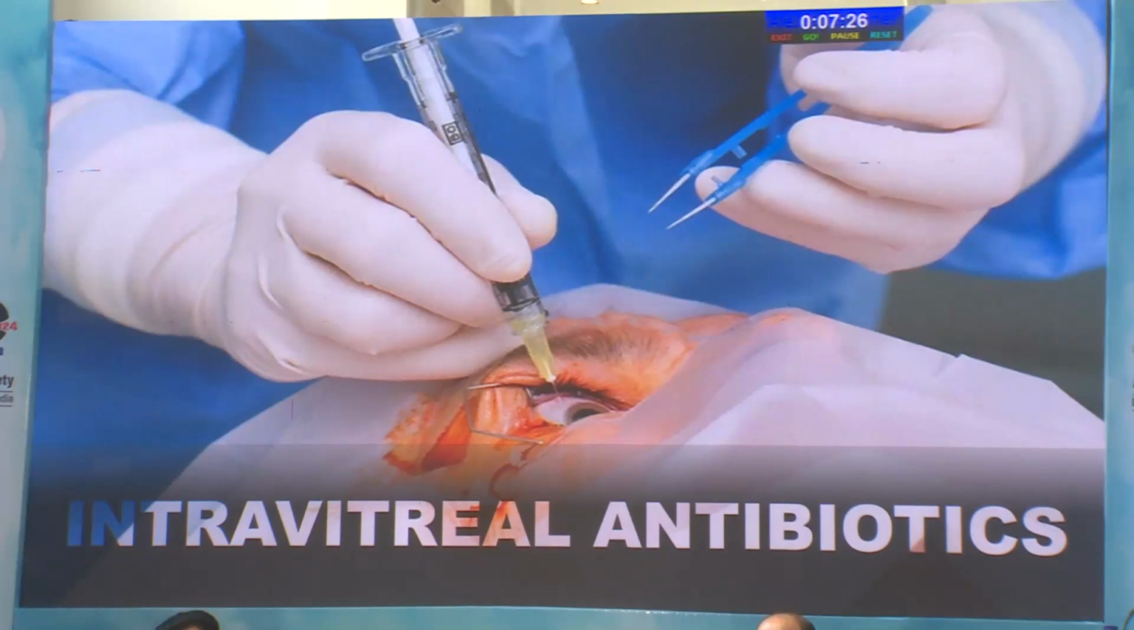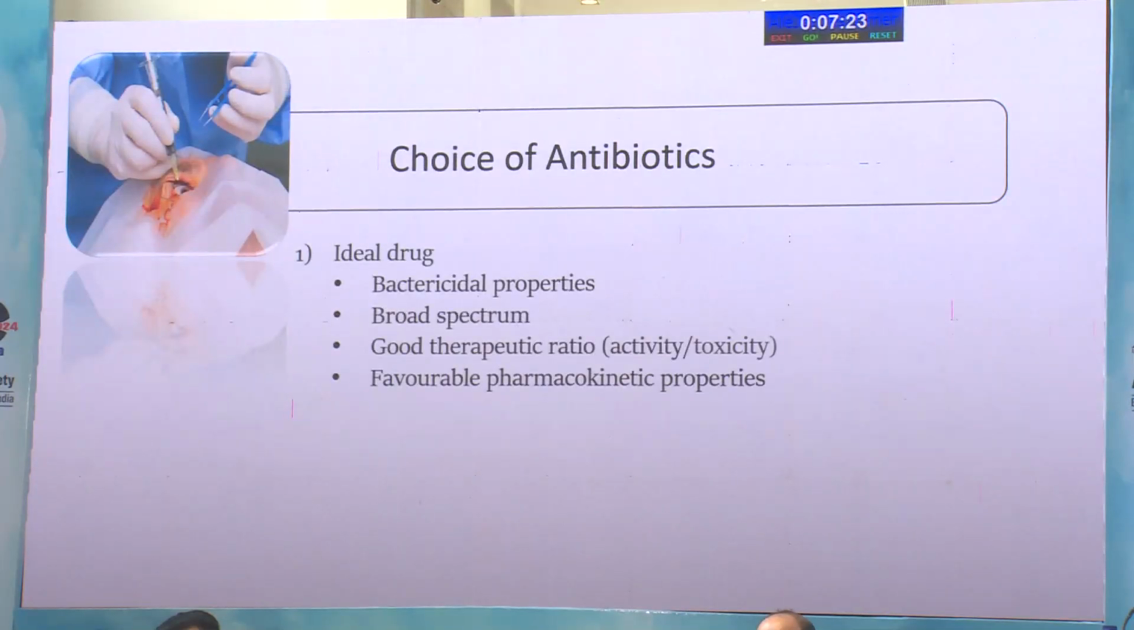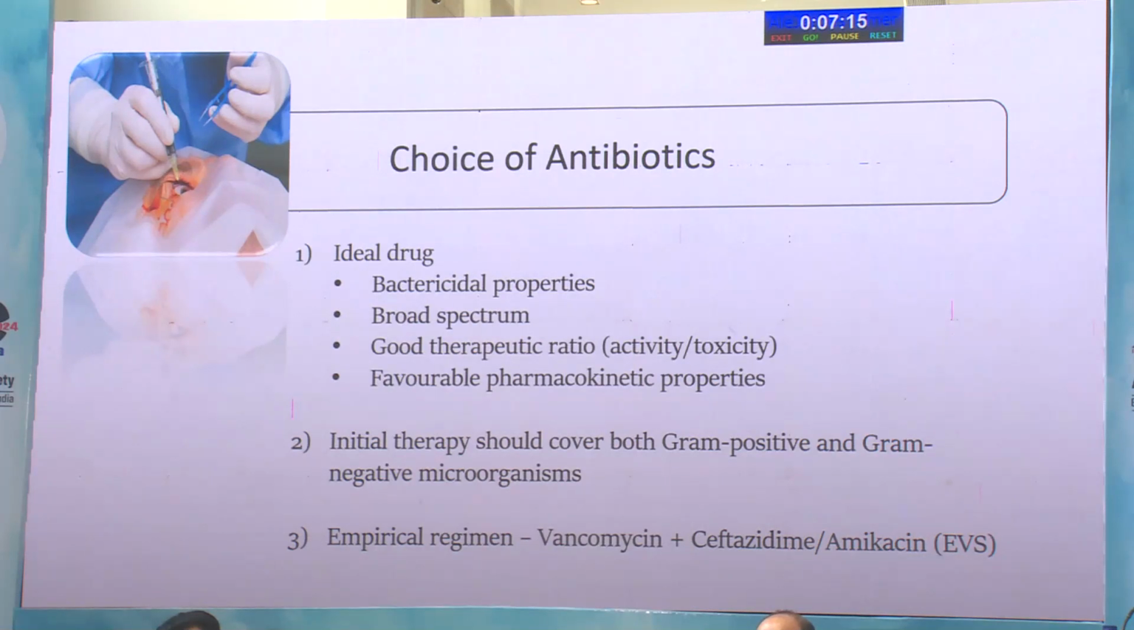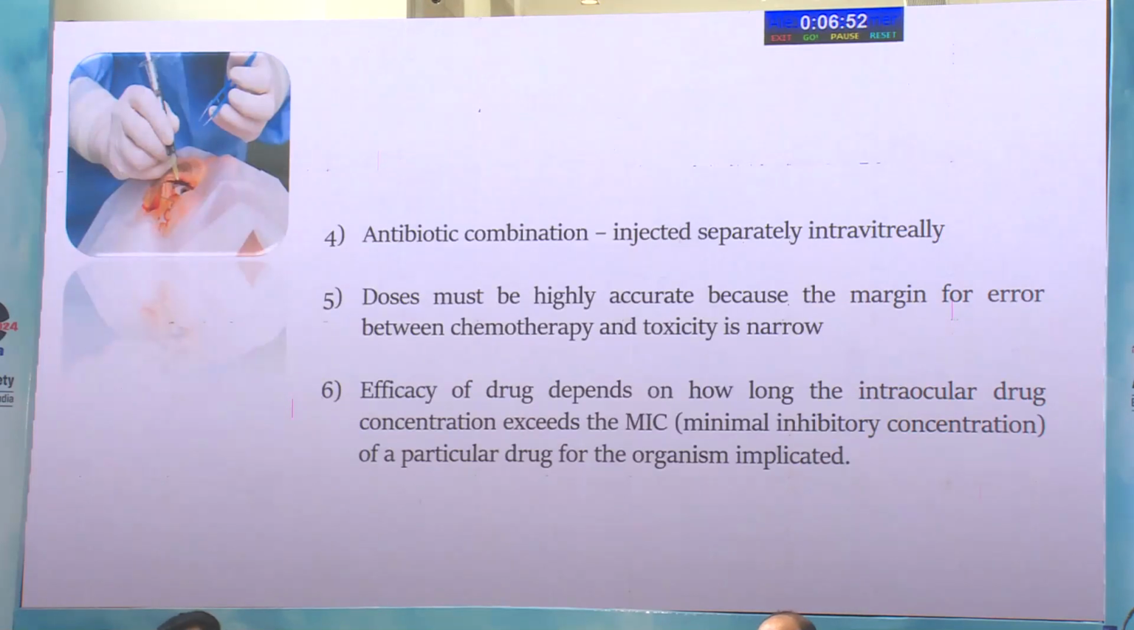So coming to intravitreal antibiotics, choice of antibiotics. Now, an ideal drug would have these properties. It will be bactericidal, broad spectrum, a good therapeutic ratio, and favorable pharmacokinetic properties. But the initial therapy should be aimed to cover both gram-negative and gram-positive microorganisms. So, an empirical regimen is the ideal treatment to begin with, which would consist of intravitreal vancomycin and ceftazidime or amikacin. So obviously an antibiotic combination, but which is injected separately intravitreally.